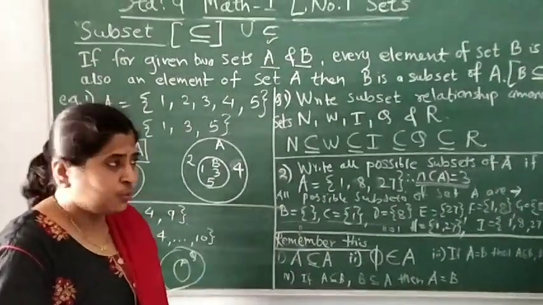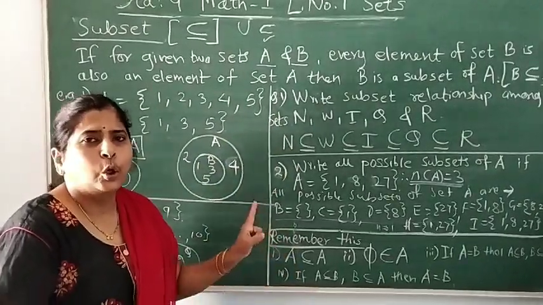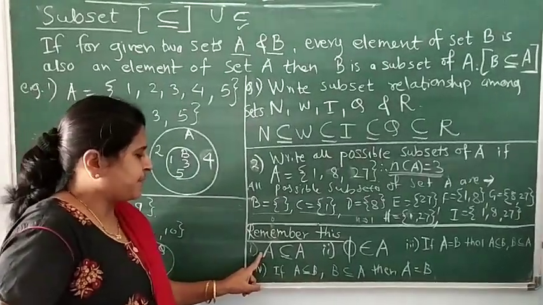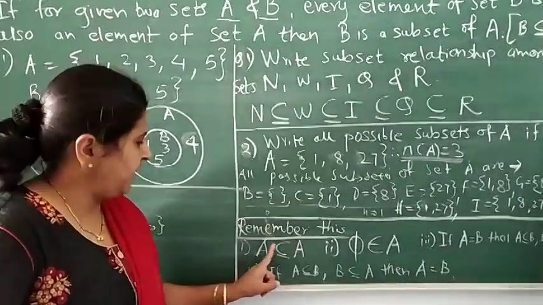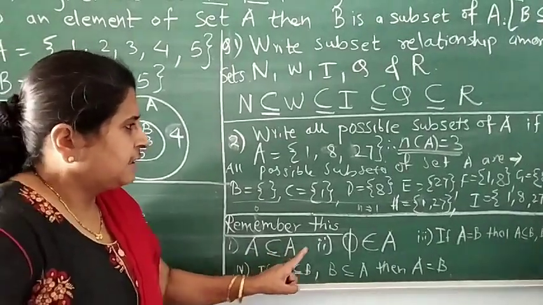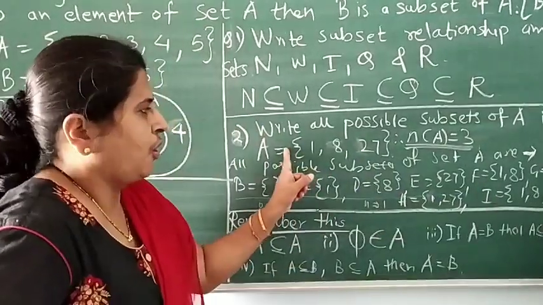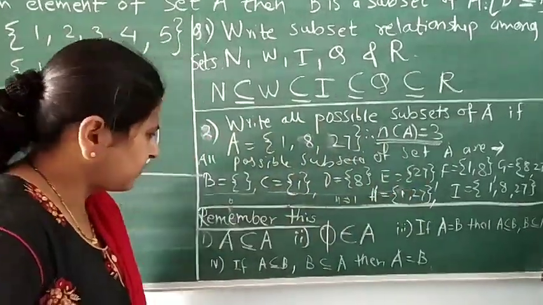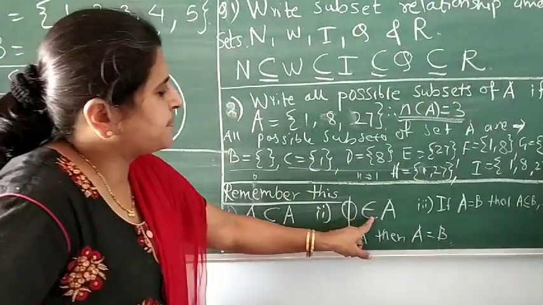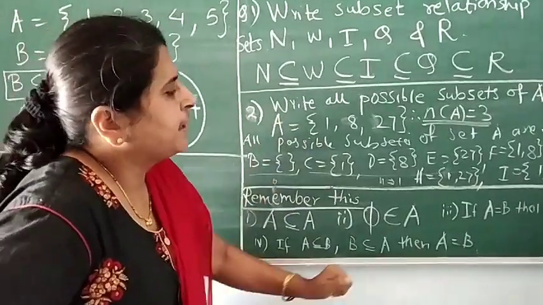So my dear students, from all this discussion we have to remember certain properties. Let's go through them quickly. First, every set is a subset of itself. A is a subset of A. That's why, in this example, I is a subset of A, or A is a subset of A. Second, the empty set phi is a subset of any set A. That's why B is a subset of A.